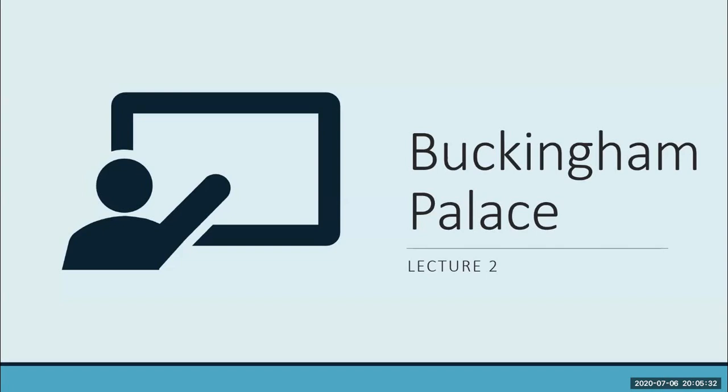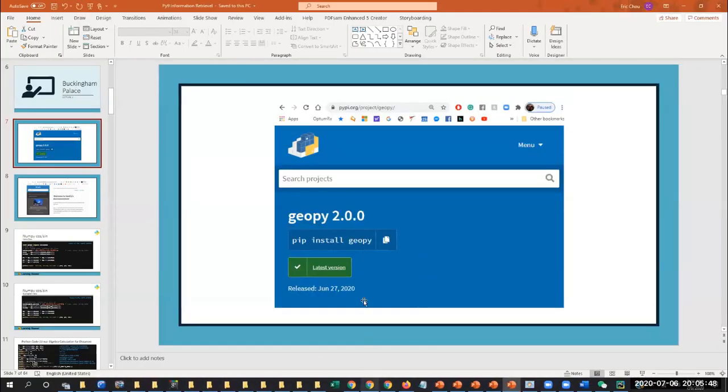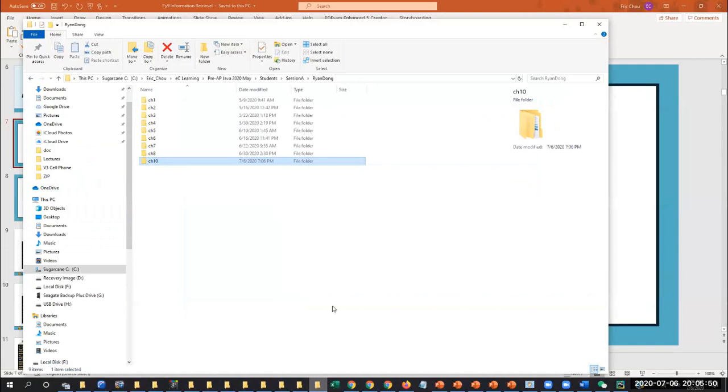Today, I'm going to talk about this Buckingham Palace. Okay, Buckingham Palace. So please do this. If you have not done this, please do pip install GeoPy. Okay, how to do it? Very easy. So first one, follow me. Okay, follow me. Is that okay?